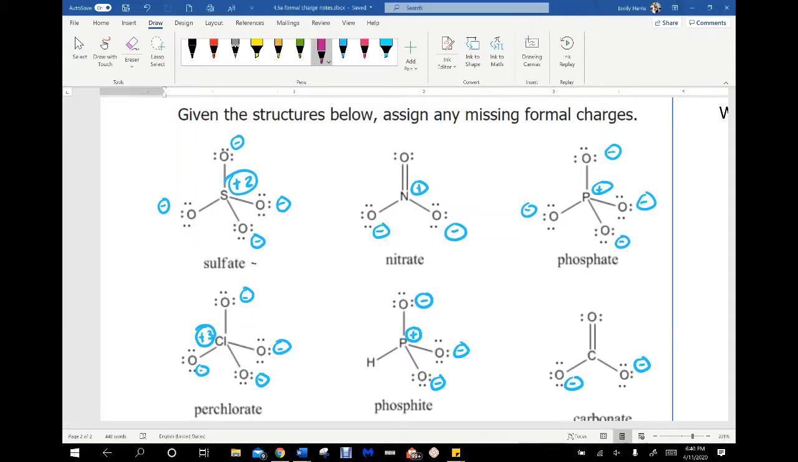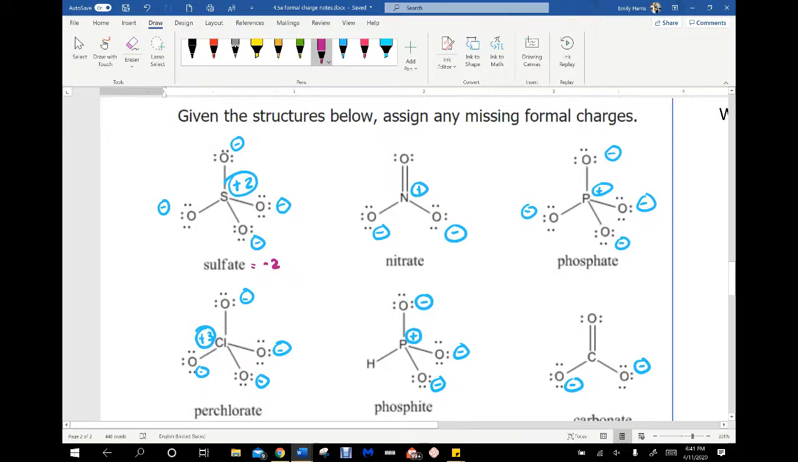For example, sulfate as an ion has an overall -2 charge. And if we look at its formal charges, that sulfur in the middle has a +2 charge, and then each of the oxygens has a -1 charge. -4 plus +2 gives you an overall -2 charge. And so it's interesting that that's where those ion charges come from: combining the formal charges of your atoms.